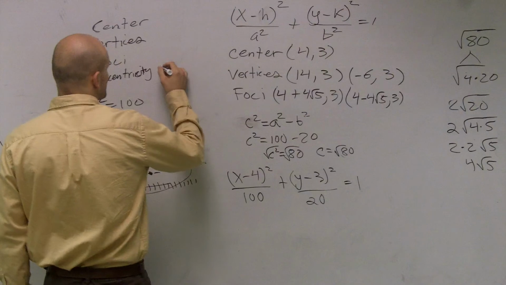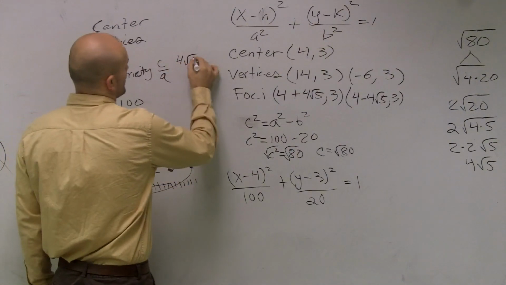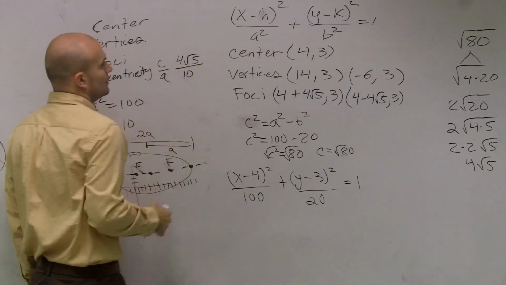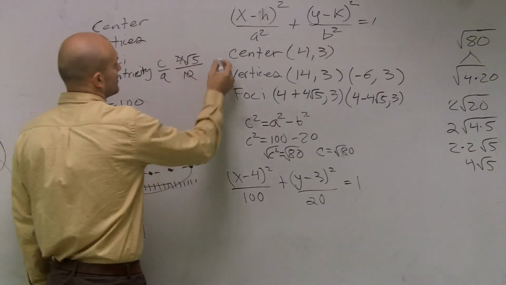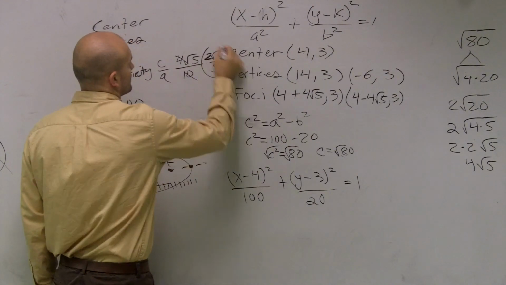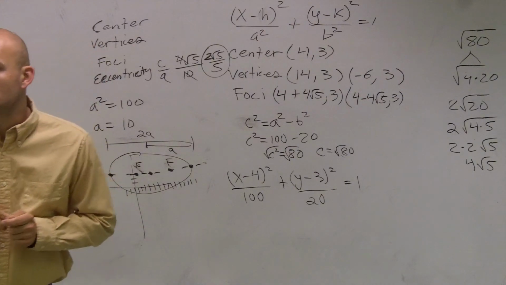Eccentricity is c over a. So all you do is figure out your c, which is 4 radical 5, and your a, which is 10, and then you just reduce. It's 2 radical 5 over 5.